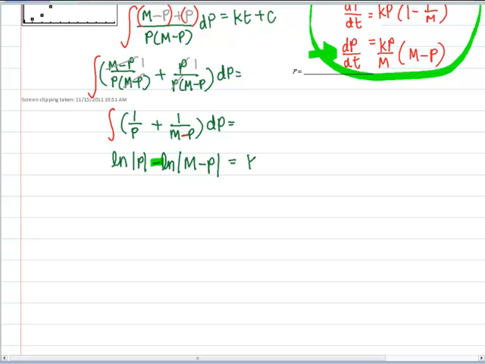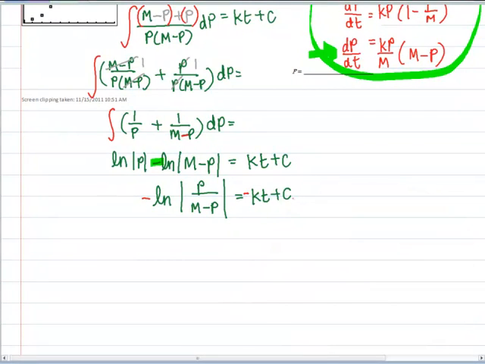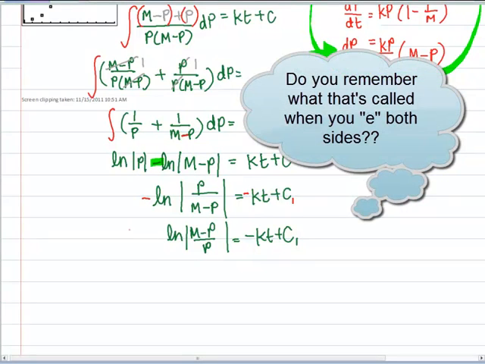So now this all still equals kt plus c. I need to clean this up a little bit. When I have a log minus another log, I can condense those and make it ln of P over M minus P, and that equals kt plus c. I'm going to multiply everything by a negative. So I have negative ln of P over M minus P equals negative kt, and my constant is going to change because it will be the negative of what it used to be. If you want to write minus c, you could as well. Now when I have the negative of a natural log, I take the reciprocal of my fraction, and I have negative kt plus my constant, and I'm going to e both sides.